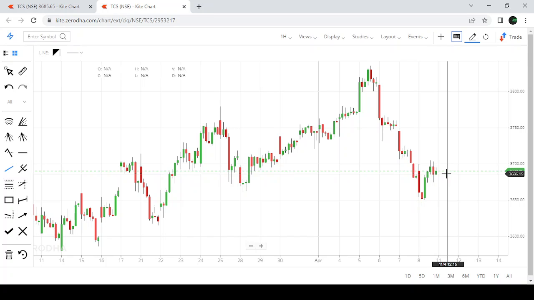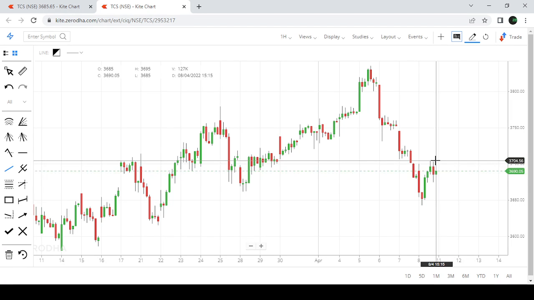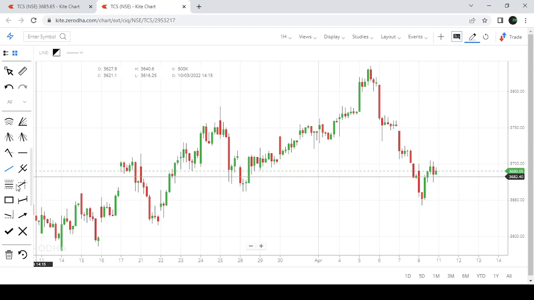So what does the hourly time frame rally give us? The hourly time frame rally will give you the intraday support and resistances. Say for example, TCS is going to come down on Monday, then it will be within this intraday support.